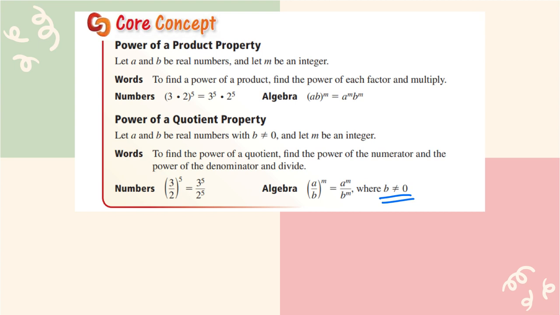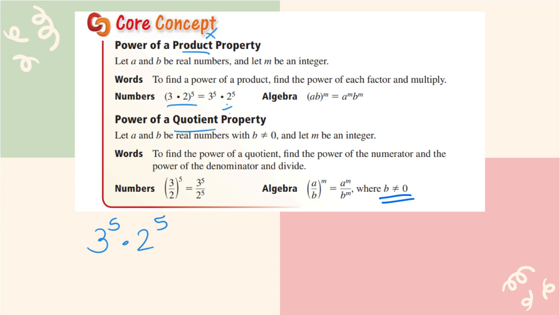Here we have a power of a product property. Remember, product is going to be multiplication. Quotient means division, okay? So here we have to find the power of each factor, and we're going to multiply. So here we know that it's 3 times 2 to the power of 5. You're basically going to distribute. So we're going to have 3 to the power of 5 times 2 to the power of 5. You cannot simplify this together because we don't have the same base. So you have to do everything separately.